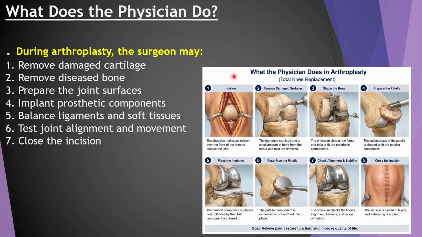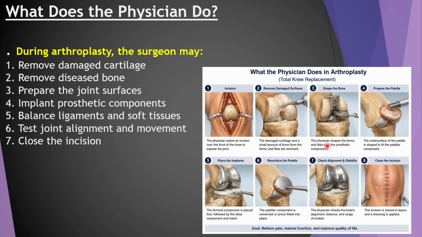So in arthroplasty, first a physician will make an incision to expose the joint. Here the location is the knee. First he finds the location of the damaged bone and makes the incision in that place. After that he will remove the damaged bone and cartilage, the diseased bone, and then prepare the joint surface.